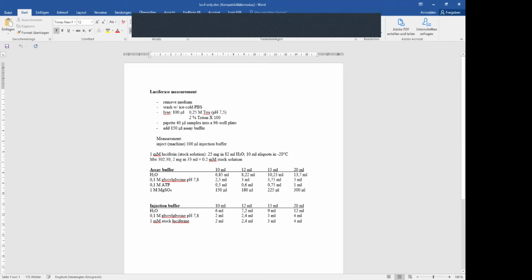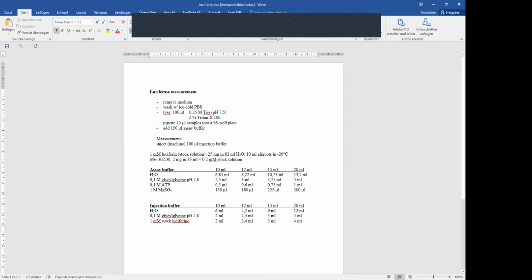So you have to remove the medium and wash cells with PBS. You will see that you lyse cells with a Triton containing buffer. This is a fairly high concentration of Triton. And then put these samples into a 96 well special plate where they will be measured.